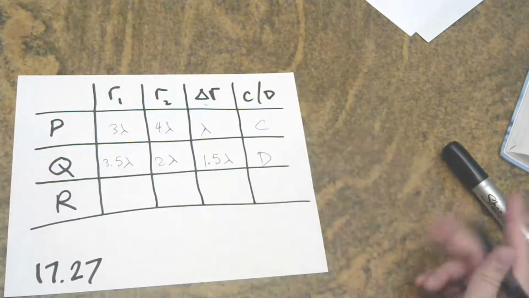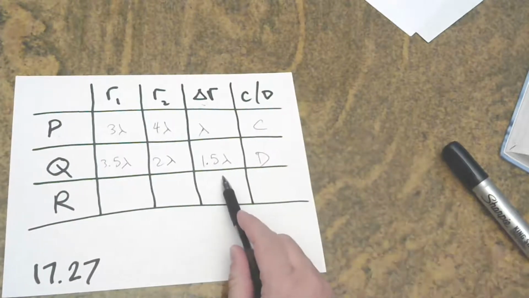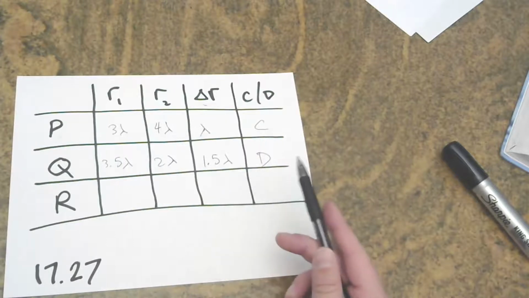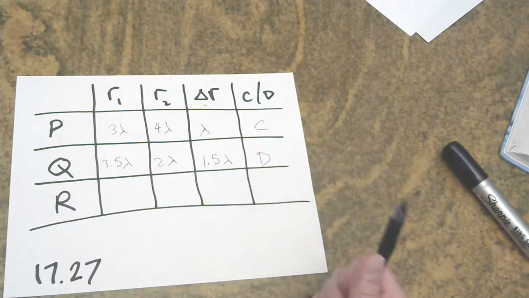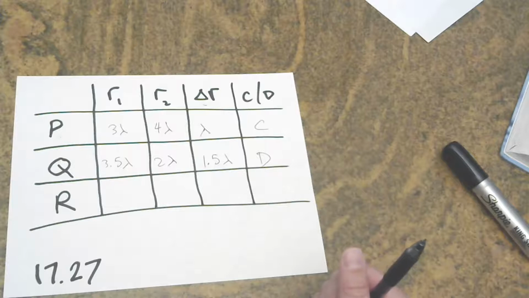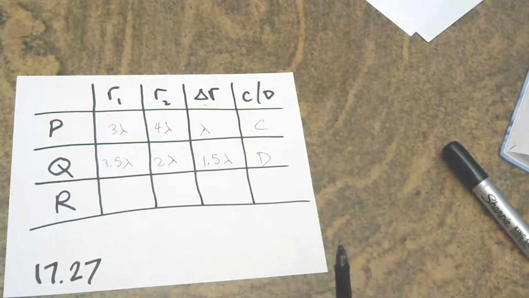So there are 2 different ways of saying that in words: half integer number of wavelengths, or an odd multiple of half wavelengths. Am I doing that right? 1/2, 3/2, 5/2. Yeah, those are all half integers. Takes me a while to switch screens here.